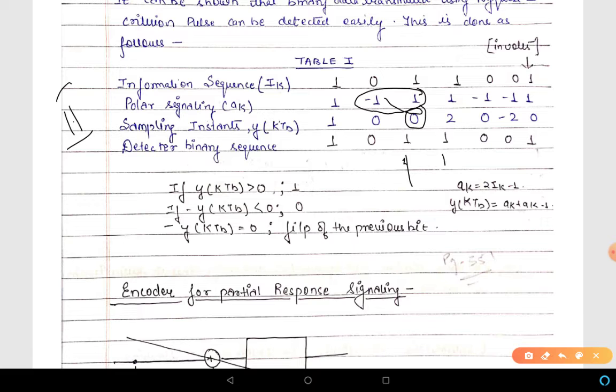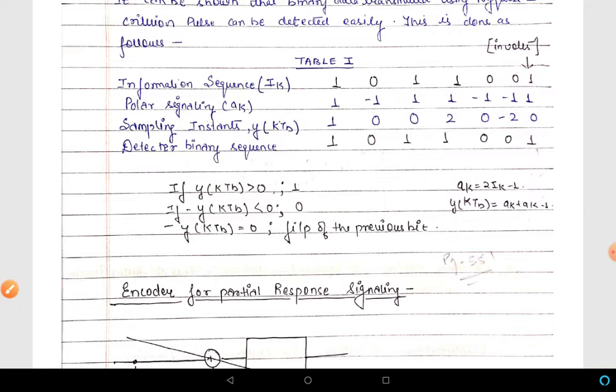Then at my next sampling instant, what I get is the interference of two adjacent pulses. 1 volt plus 1 volt will give me 2 volt. Similarly, at the next sampling instant, I'll get the sum of these two, which will give 0 volt. At the next sampling instant, I'll get the sum of these two, which is minus 2 volt. And at the next sampling instant, the sum of these two is 0 volt. So at these sampling instants, what I'm going to get is 1 volt, 0 volt, 0 volt, 2, 0, minus 2 and 0, all values in volt.